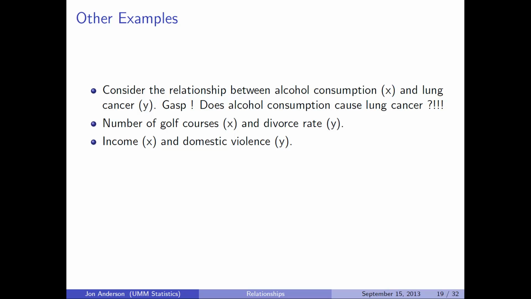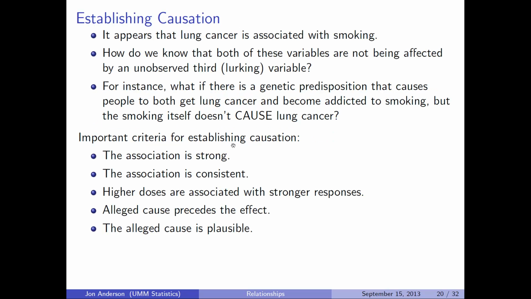Other interesting relationships are things like the number of golf courses. As that has gone up, the divorce rate has gone up. And there's other really interesting examples for this. So establishing causation is a really important kind of relationship connection, but it really takes a lot of work to establish causation.